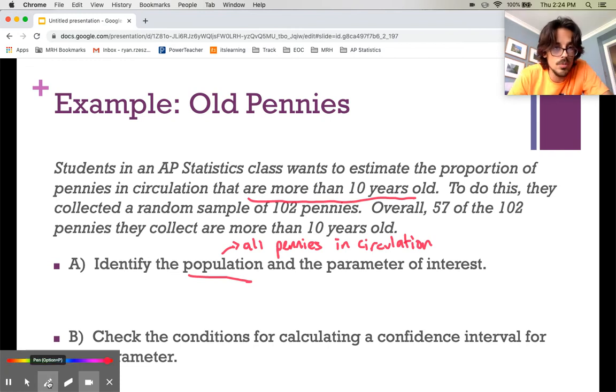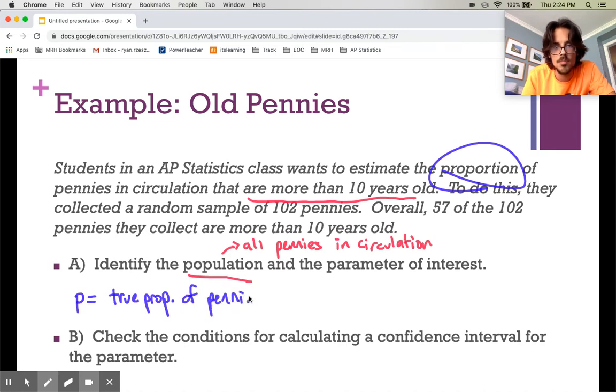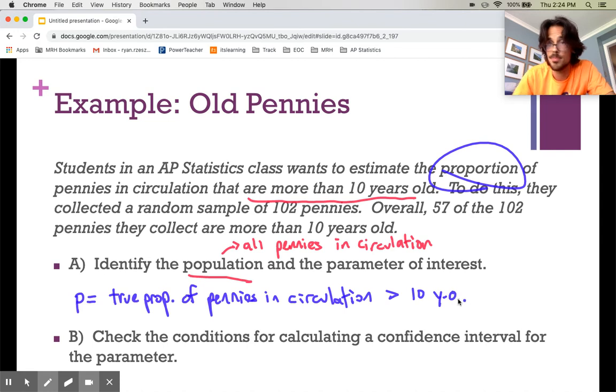The parameter of interest, our parameter in a problem like this, when they talk about proportion, that is a percentage, which is a P problem. So our parameter is going to be P, which is the true proportion of pennies in circulation. And we care about pennies that are greater than 10 years old. That's just what we care about in the problem. So we define our parameter, important step that we'll always have to do. Then it says to check the conditions for calculating a confidence interval for the parameter. There are 3 conditions, and you have to memorize them and know what they are.